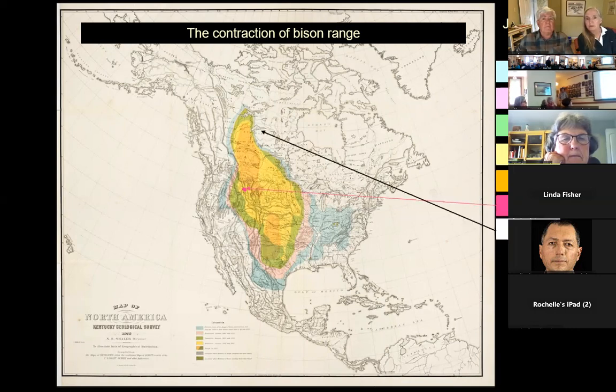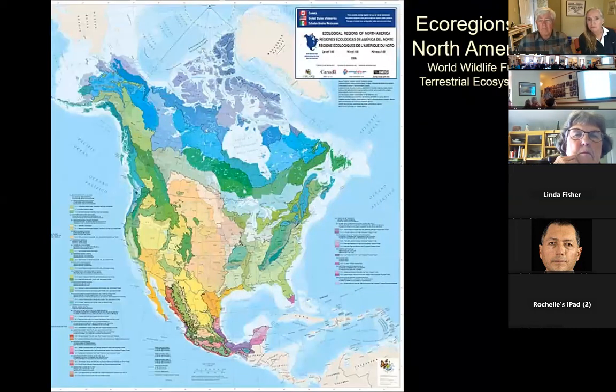In 1885, the last free roaming wild bison were restricted to Yellowstone. 23 wild bison were all that was left in all of North America, hiding in the upper headwaters of the Pelican River Valley. And at the same time, around 1900, there were about 250 wood bison left in and near what's now Wood Buffalo National Park. So we came within minutes of losing these guys completely.